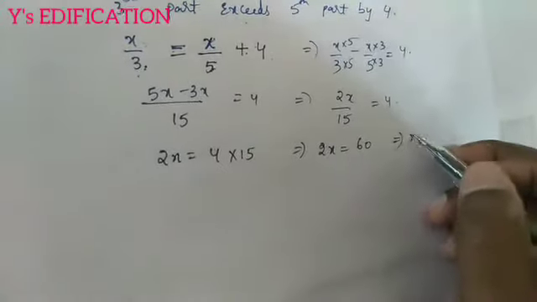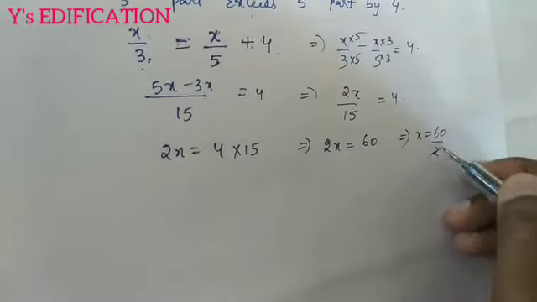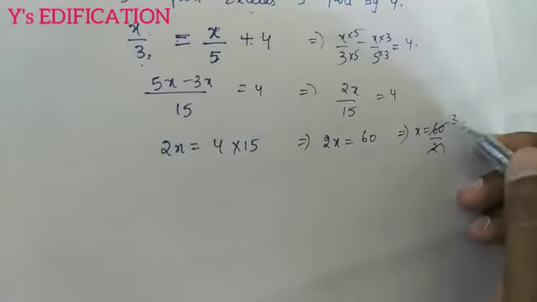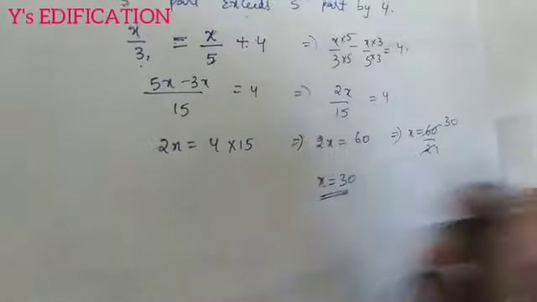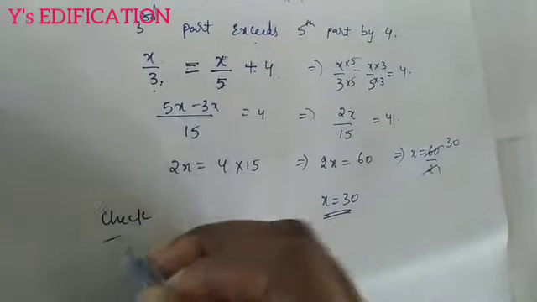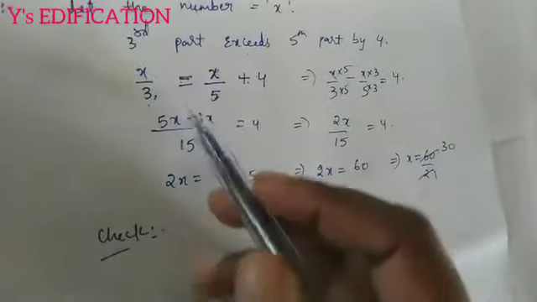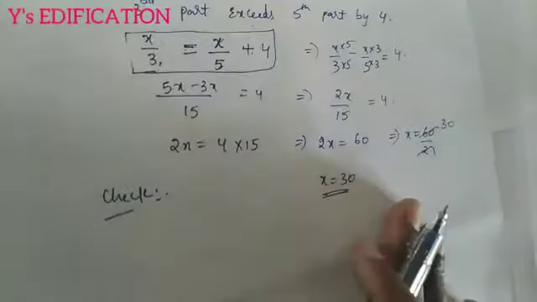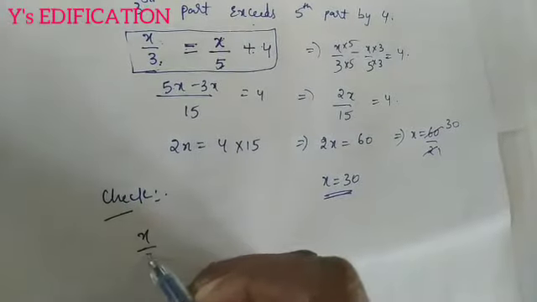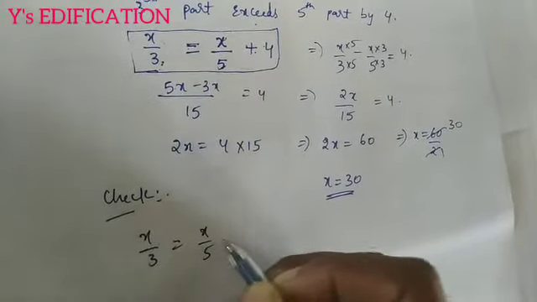So we want x value. X is equal to 60 by 2. So 2 into 1, 2 into 30. So what is the x value we want? X value is 30. So let us do the check. How we will do the check? This is the equation we have written from the given data. Okay. So x by 3 is equal to x by 5 plus 4.